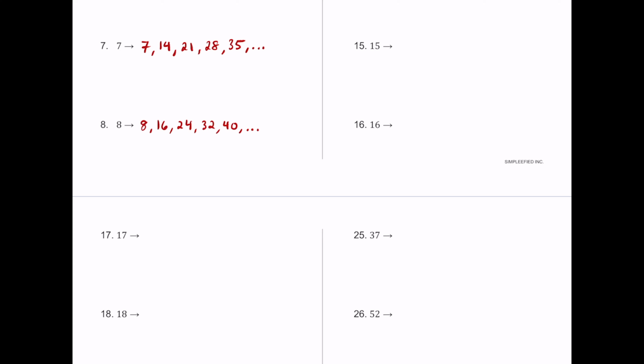For number 15, we have 15. So 15, add another 15, it's 30. Add another 15, it's 45. Add another 15, it's 60. And adding one more 15, it's 75. And 15 times 5 is 75. For number 16, we have 16. So we have 16, 16 times 2, 16 times 3, 16 times 4, 16 times 5. Those are the first 5 multiples of 16.